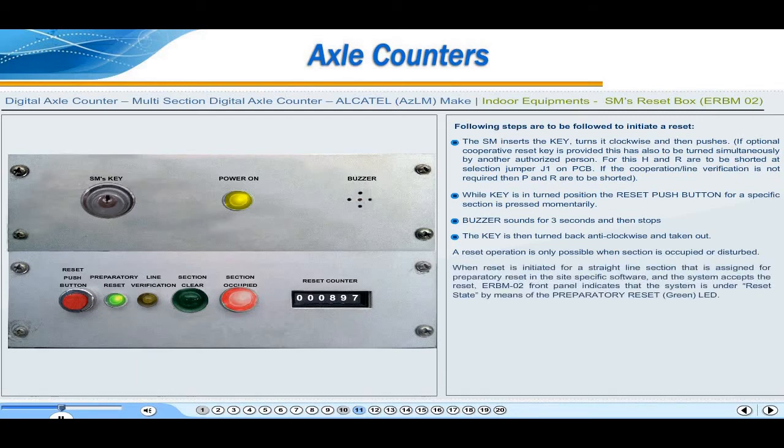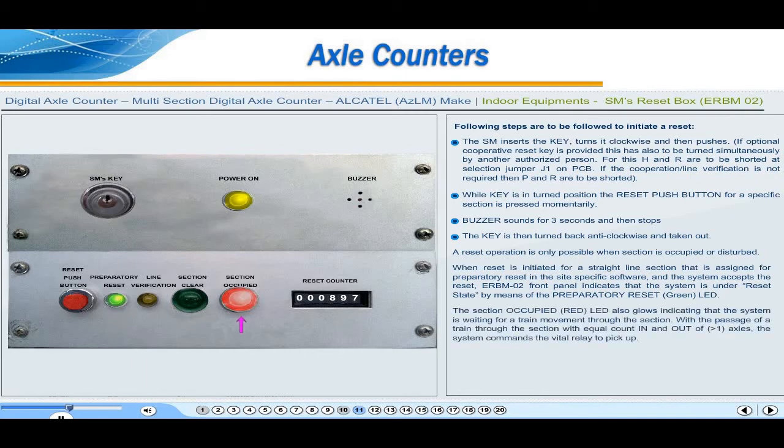When reset is initiated for a straight line section that is assigned for preparatory reset in the site-specific software and the system accepts the reset, the ERBM02 front panel indicates that the system is under reset state by means of the preparatory reset, that is green LED. The section occupied, that is red LED, also glows, indicating that the system is waiting for a train movement through the section. With the passage of a train through the section with equal count in and out of greater than 1 axles, the system commands the vital relay to pick up.